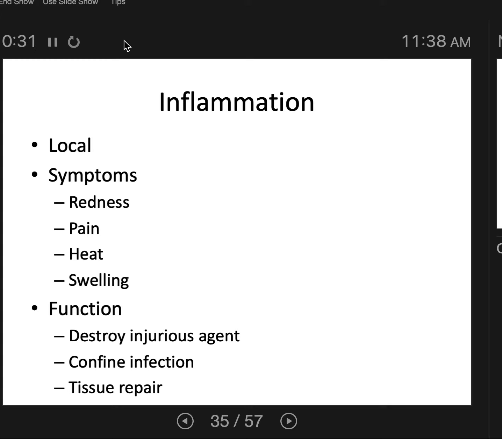We usually try to dampen the effects of inflammation, but it actually is there for a reason. So it helps you fight disease. The function of inflammation is to destroy injurious agents, to confine the infection, and to speed up tissue repair. So it's actually not ultimately good for your body to dampen inflammation unless your inflammation has run wild and is no longer benefiting you, no longer serving you well. But under most situations, we want inflammation. It actually helps us prevent infection and speed up tissue repair.